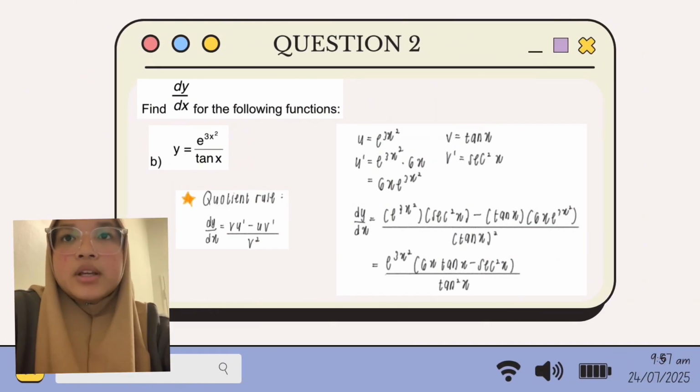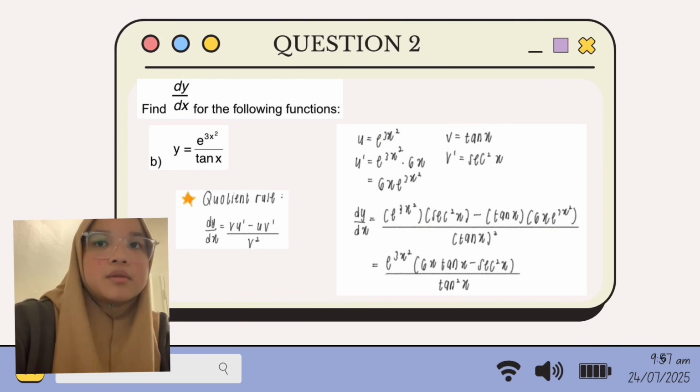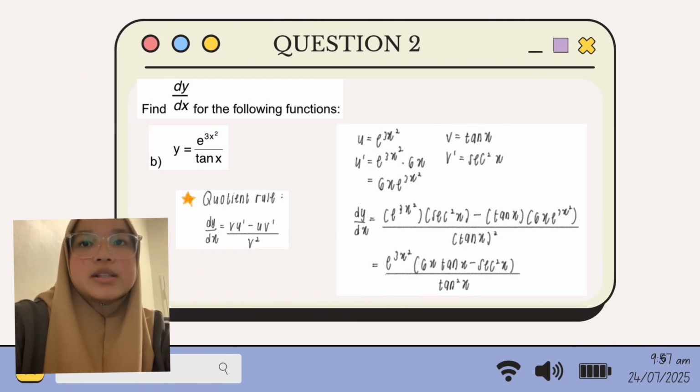So for the next question, B, we need to find dy over dx for the function y equals e to the power 3x squared over tangent x. For this question, we need to use the quotient rule because it is a division. The quotient rule formula is dy over dx equals v u prime minus u v prime over v squared.